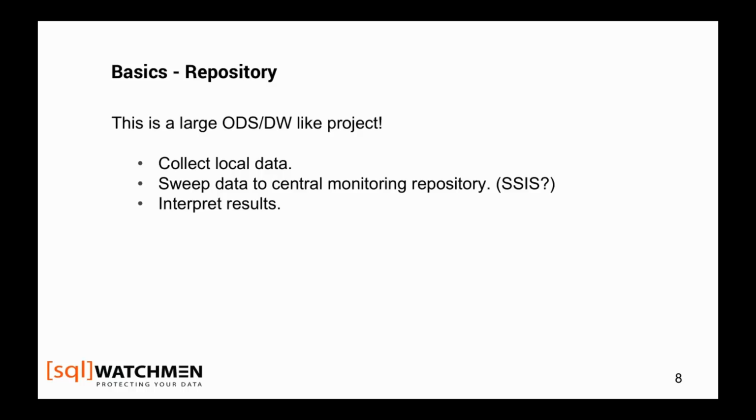Okay, the third step is we have to interpret those results. Just because we have data, what does this stuff mean? If page life expectancy is 450, is that okay? If our I/O latency is 15 milliseconds, is that a problem? Maybe it's not a problem. Maybe it's a problem on one server but not on another. If we see 2,000 locks per second, is that abnormal? I don't know. It happens a few times here and there.